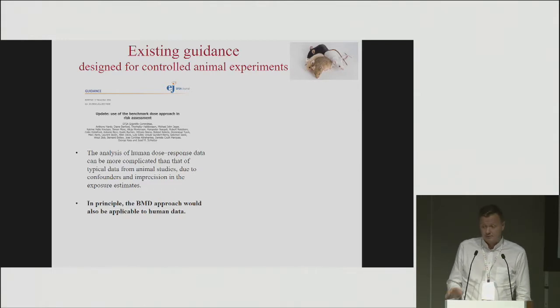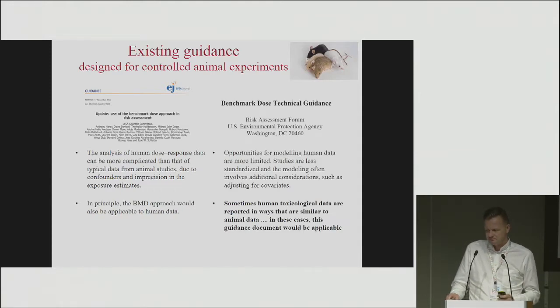I mean, we deal with confounders all the day. It's not very complex. Imprecision in exposure estimates varies, but it more or less creates a little bit of misclassification. You lose some information, but in principle, that's not a problem. And then they say, which is right, that in principle, the BMD approach would also be applicable to human data.